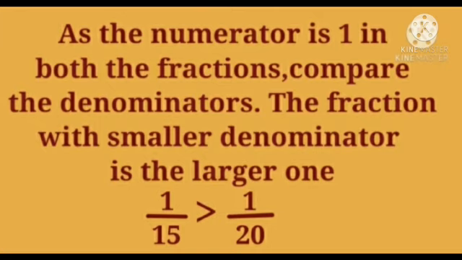As the numerator is 1 in both the fractions, compare the denominators. The fraction with the smaller denominator is the larger one. 1 upon 15 is greater than 1 upon 20.